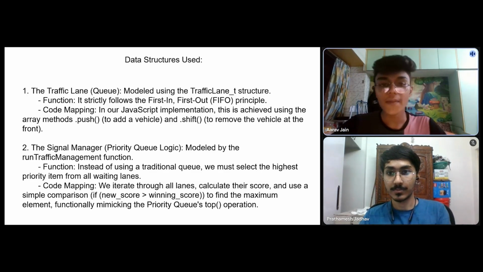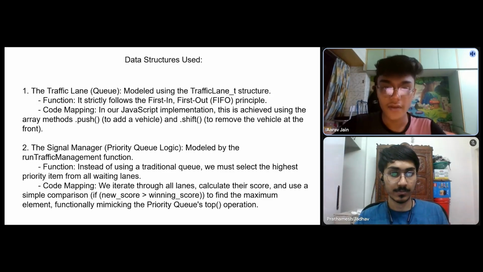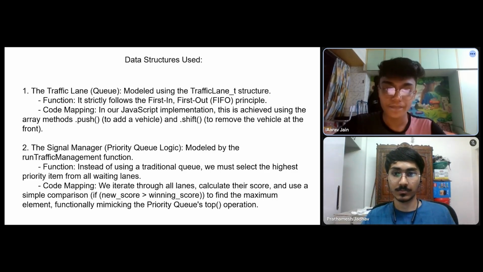Hello, my name is Arav and I would like to discuss the data structures we used and the reason why we chose them. The entire system is built on two core data structures. First, each traffic lane is a queue modeled by the traffic lane class. This is a simple first in first out structure. The first car in line is the first car out. We implement this using standard queue, enqueue and dequeue logic.